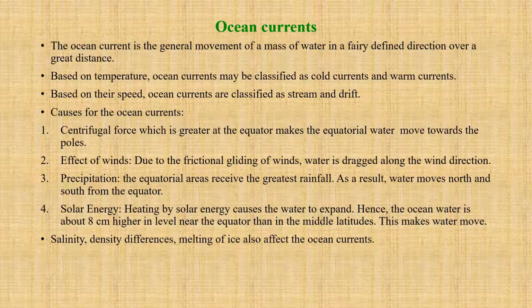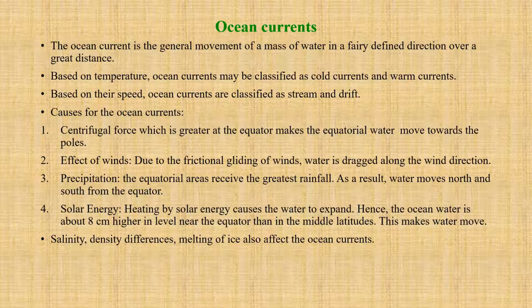The current that flows speedily is called a stream, and the water that flows slowly is called a drift. So this division is done on their speed. In other words, we can say that based on their speed, ocean currents are divided into two. They are stream and drift.